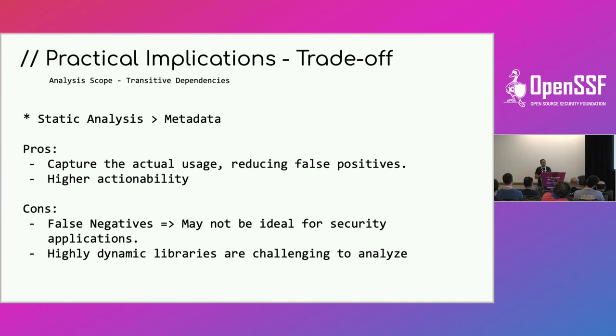Because one project might use their direct APIs very differently from another project, and that also affects what kind of transitive dependencies are also being used as well. And I think especially when it comes to transitive dependencies, the actionability could also be better, because you can directly pinpoint problems.